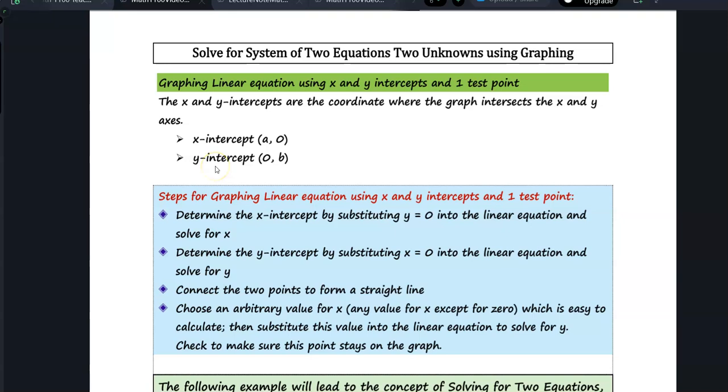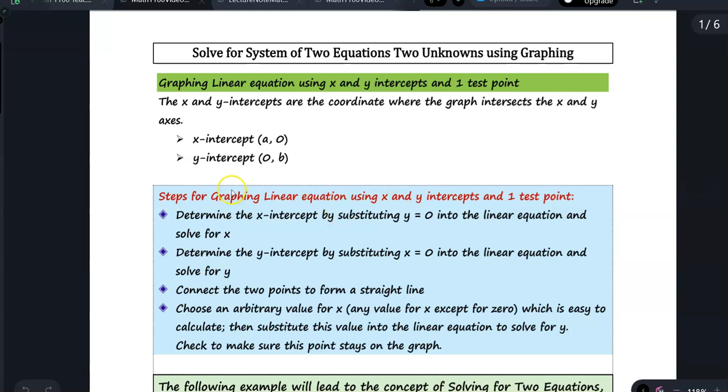For the y-intercept, see this symbol b? Remember that equation we talked about, y equals mx plus b? The y-intercept is when you let x equal 0 and you will have a value for y here. So this ordered pair will have x equal to 0. It is called the y-intercept. And for the x-intercept, you have the y coordinate equal to 0 and you have an actual value for x.